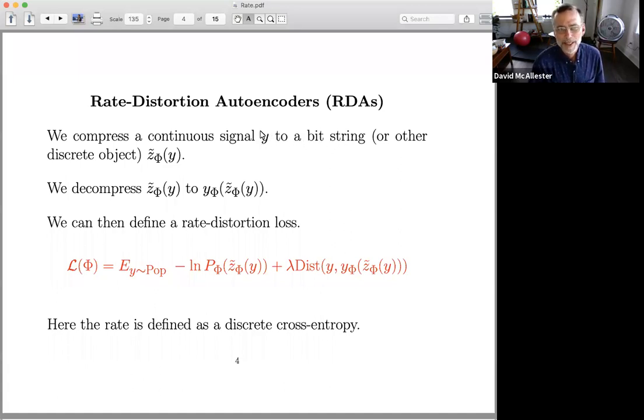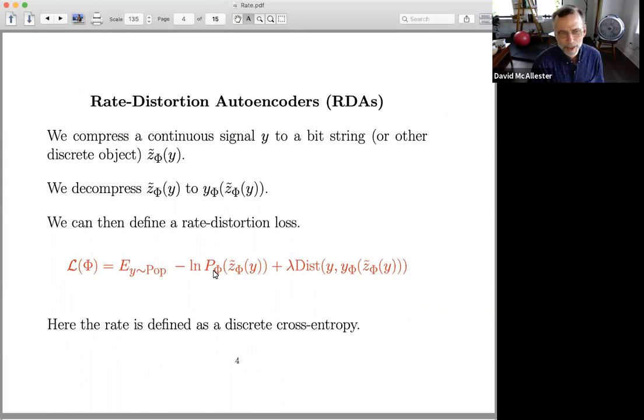We're going to take this continuous image and we're going to compress it to a discrete set of possible values. And then we're going to take this discrete possible set of values, could be a bit string, but not necessarily, and we're going to decompress it into an image. And then we're going to look at the distortion between what we get back when we reconstruct it and the original image. And there's a trade-off between how many bits we need to represent the compressed form.